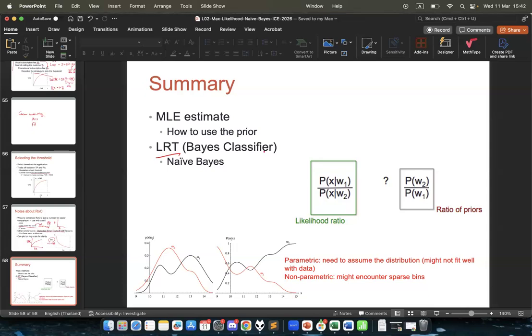So that's the main theme of this lecture. If you have any questions, feel free to ask. This is all we have for today. And next time we'll talk about unsupervised learning, clustering, and things like that. All right, and that's all.